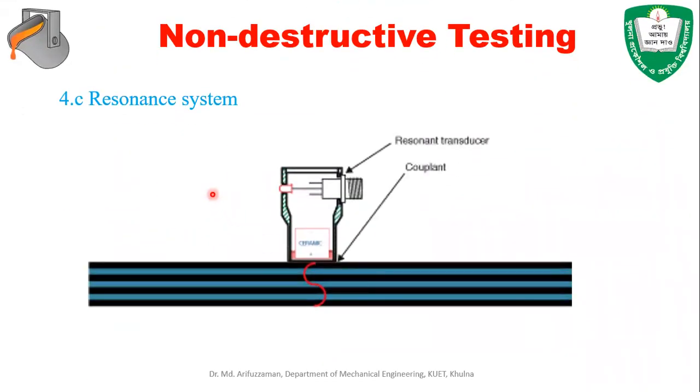Okay, the fourth one is similar to the second one, but the only difference is that instead of using the regular wave, in this case the system is adjusted in such a way that the wave created here is a resonant wave. Do you understand the resonant wave?